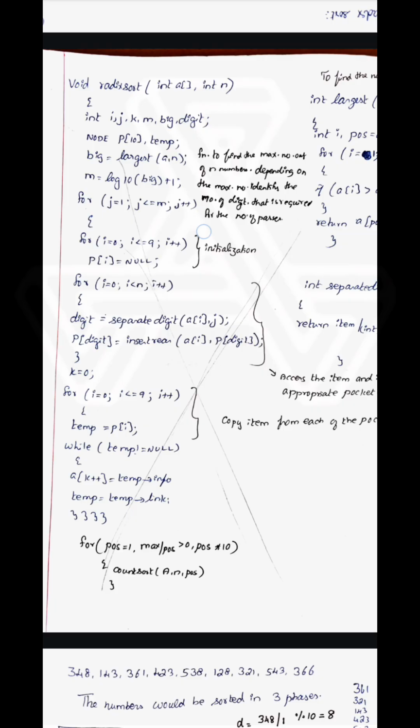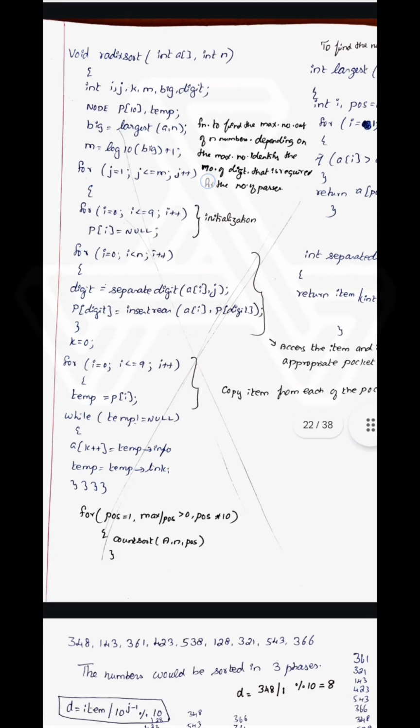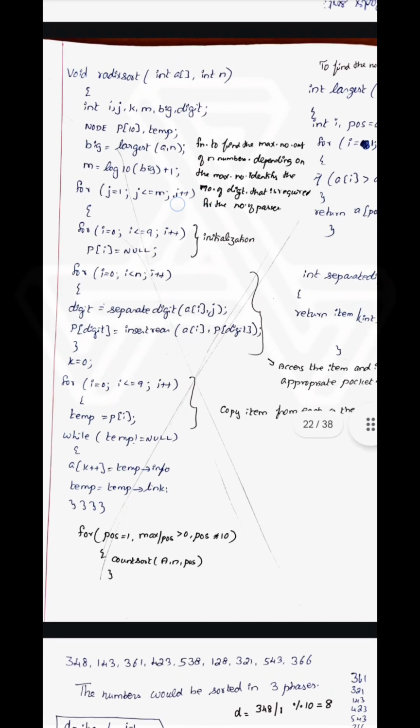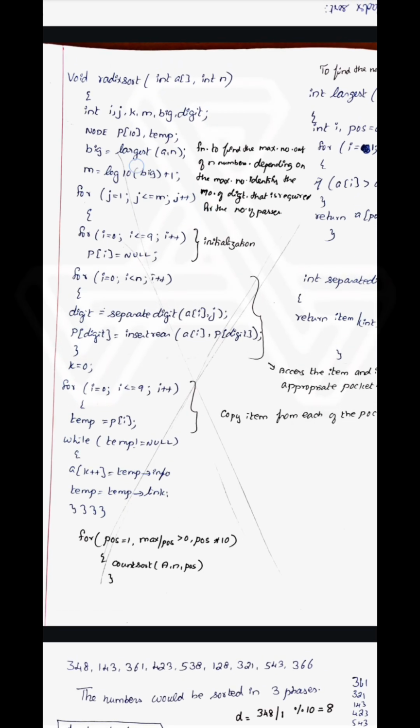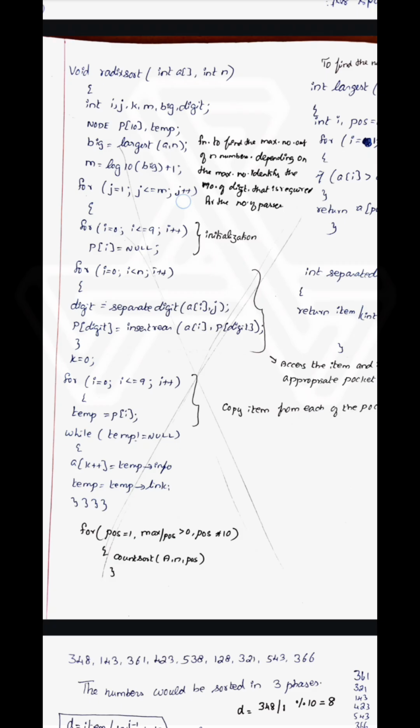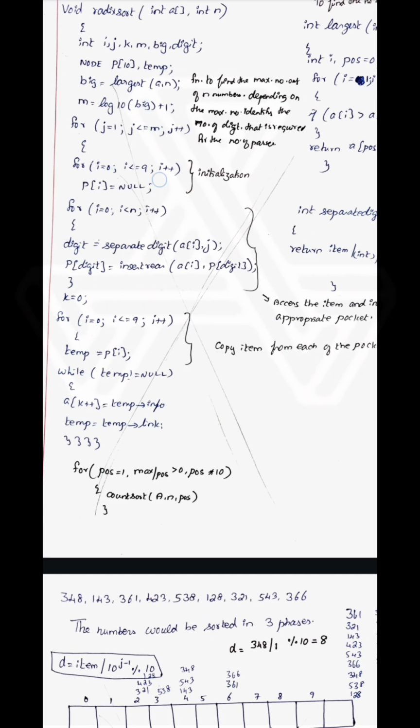Void radix sort, int a[], int n. Int i, j, k, big, digit, p[10]. Big = largest of a, n. m = log10(big) + 1. For j = 1; j <= m; j++. For i = 0; i <= 9; i++, p[i] = null. For i = 0; i < n; i++, digit = separate digit of a[i], j. p[digit] = insert rear of a[i], p[digit].